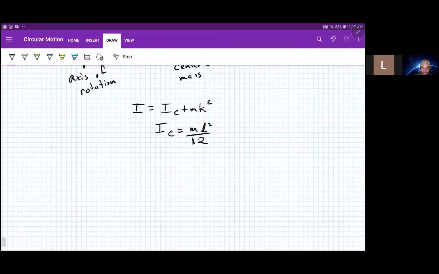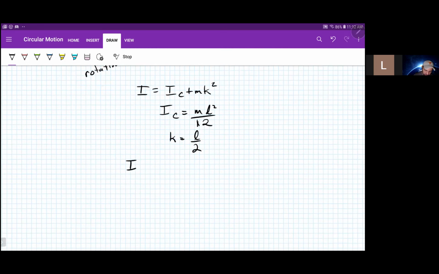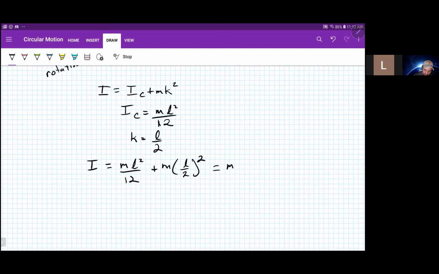M is just going to be the mass. We're going to leave that as is because we're looking for a general equation, something that we can use for any situation. And then K is equal to L over 2. All right. So I'm going to plug those into our equation. We're going to have I is equal to ml squared over 12 plus m times L over 2 squared. That's going to give me ml squared over 12 plus ml squared over 4.